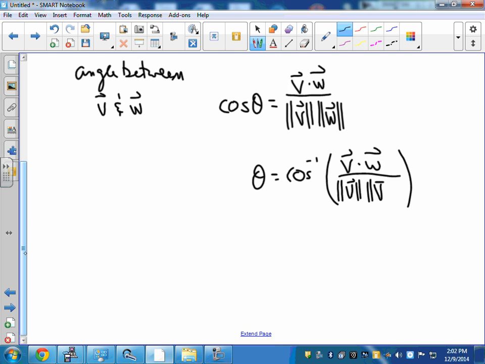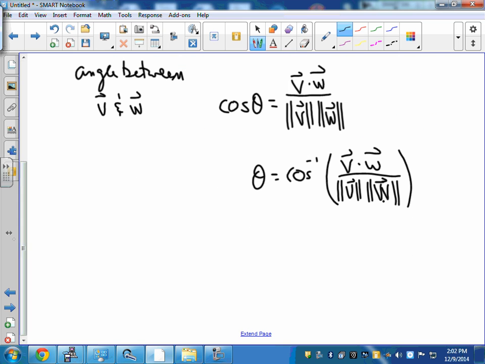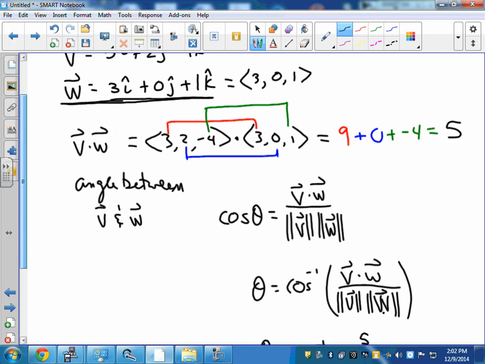Remember, the double bars mean magnitude or length. So these double bars, the magnitude or how long it is. Okay, so we've already done the dot product. The dot product was 5. So theta is going to be the cosine inverse of 5. Now, how about the magnitude? How do you find out how long one of these vectors is?